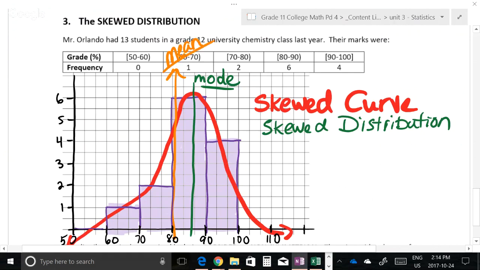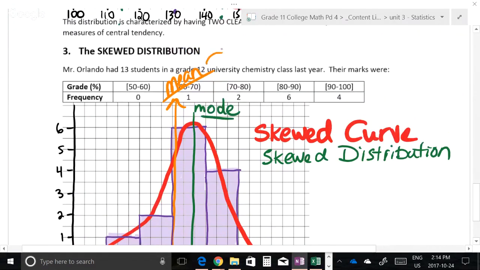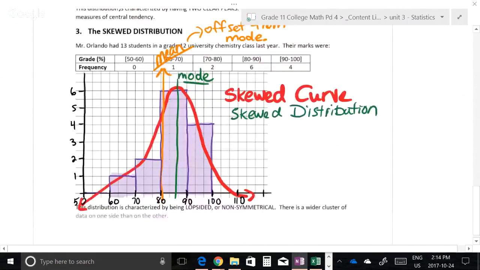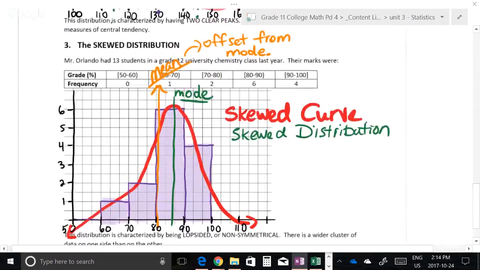Not always. If that second peak is really tall, it could be in the middle, it could even be to the right, but more often than not, it's offset. So the mean is offset from the mode. And the neat thing about that is when you have a skewed distribution, you have a case like this. Most people are above average. Doesn't that feel nice? Isn't that weird? It's a weird thing to say, right?